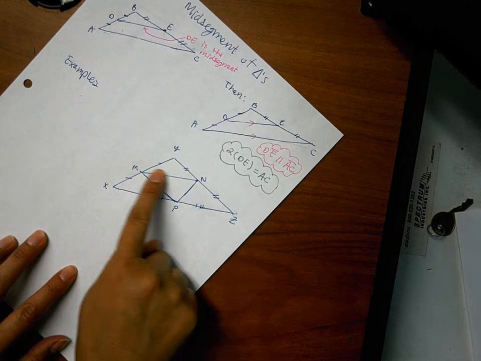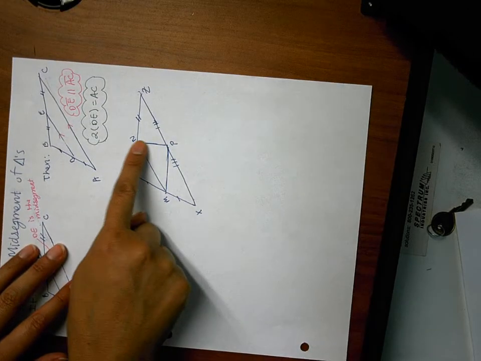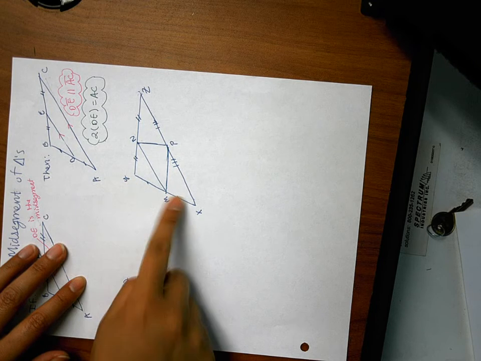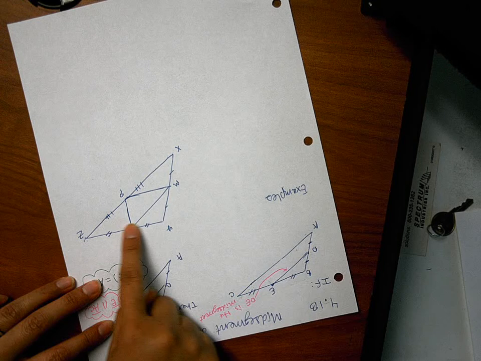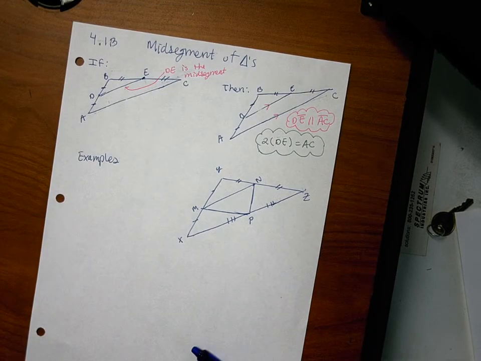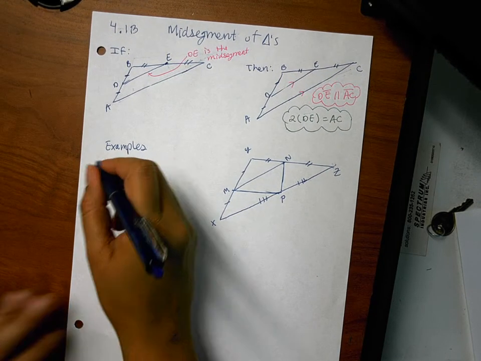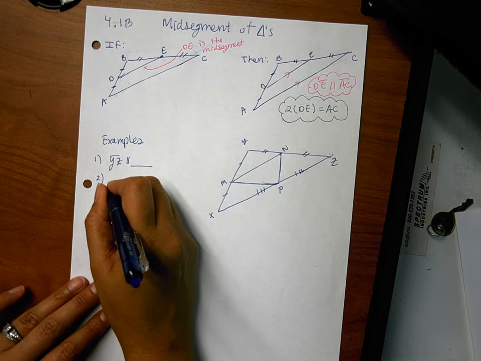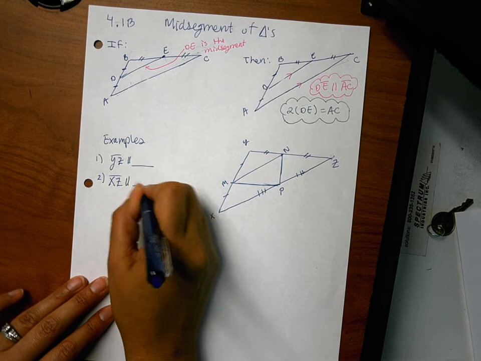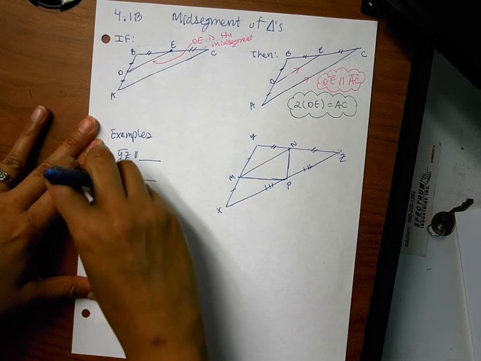This midsegment is parallel to this base. If I were to flip the triangle this way, this midsegment is parallel to this base. And if I were to flip it this way, this midsegment is parallel to that base. So you just really need to get your eyes used to seeing these multiple lines and figuring out what to do. Okay, number 1, YZ is parallel to blank. Number 2, XZ is parallel to blank. 3, PN is parallel to blank.